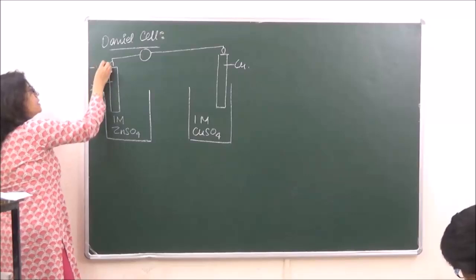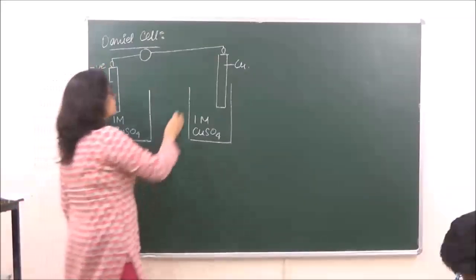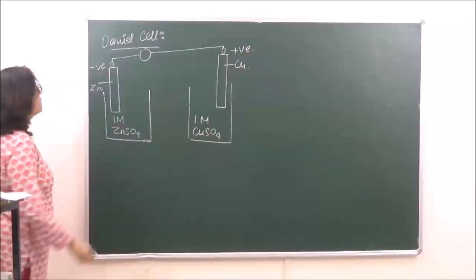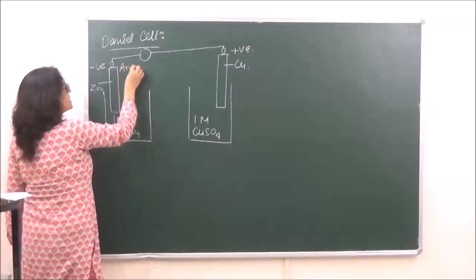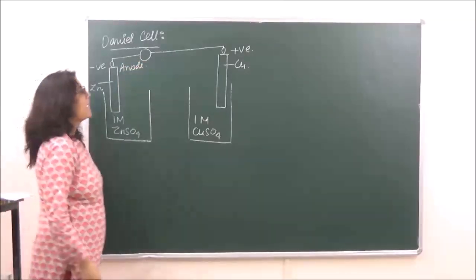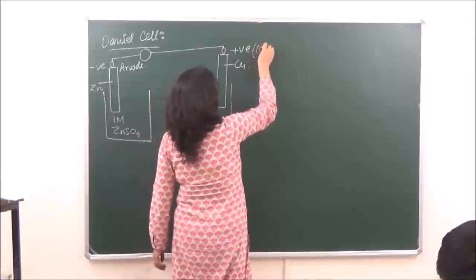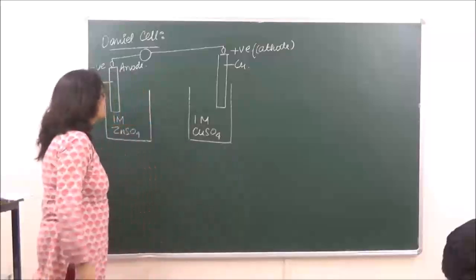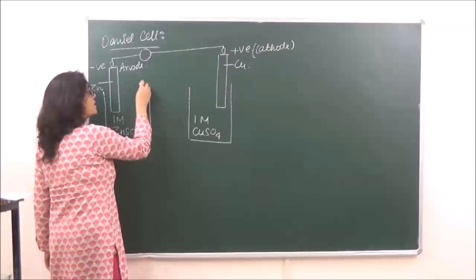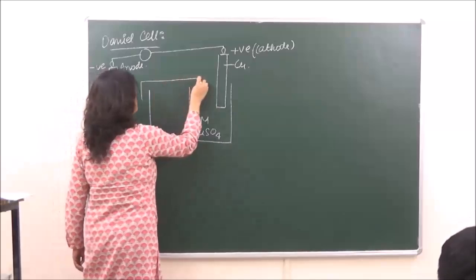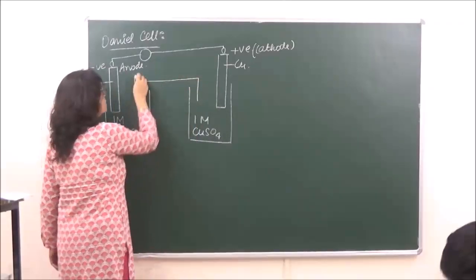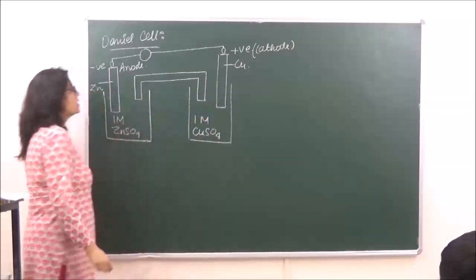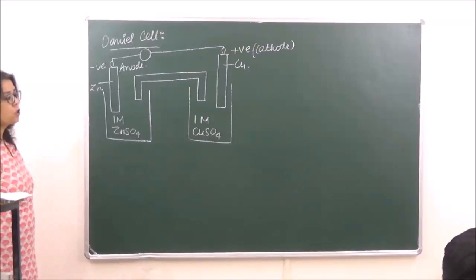to be negative, and the one which is on the right hand side, that is going to be positive. The negative electrode over here is named as anode, and the positive electrode over here is named as the cathode. The internal section or the internal circuit is connected by an inverted U-tube which is known as the salt bridge.